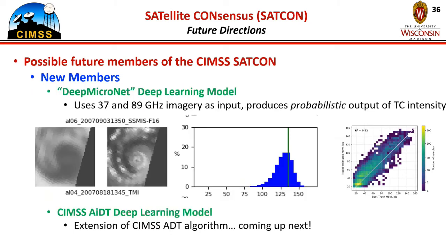Some other future additions to the SATCON could include two machine learning methods developed at CIMSS. The first is a deep MicroNet model developed by Tony Wimmers, which provides probabilistic intensity estimates using microwave imagery. The second is a new experimental method, the AIDT, just developed to augment the ADT, which I will talk about in the next portion of my talk.